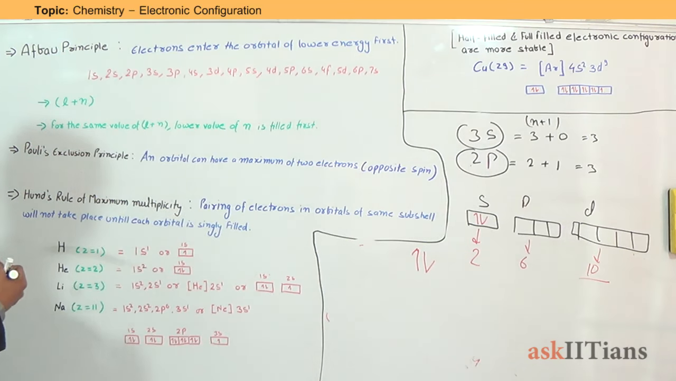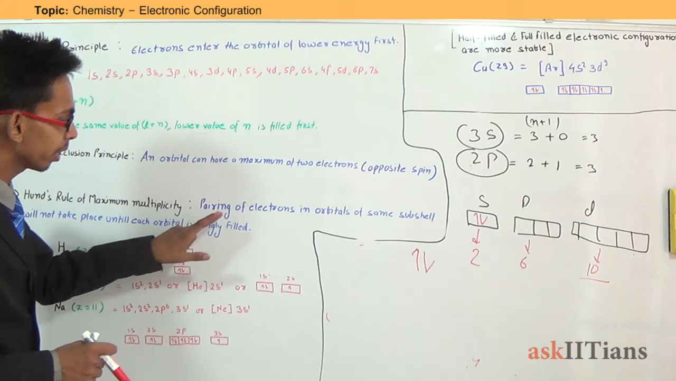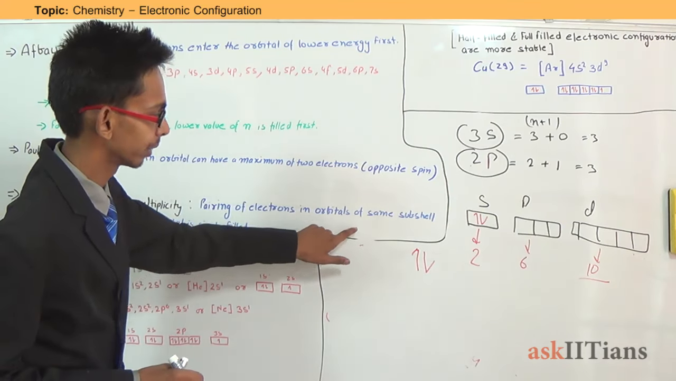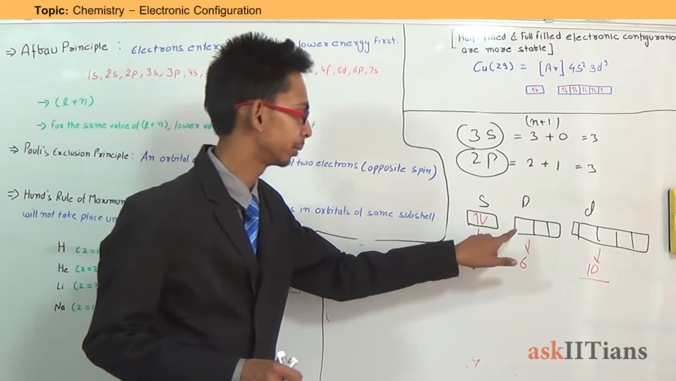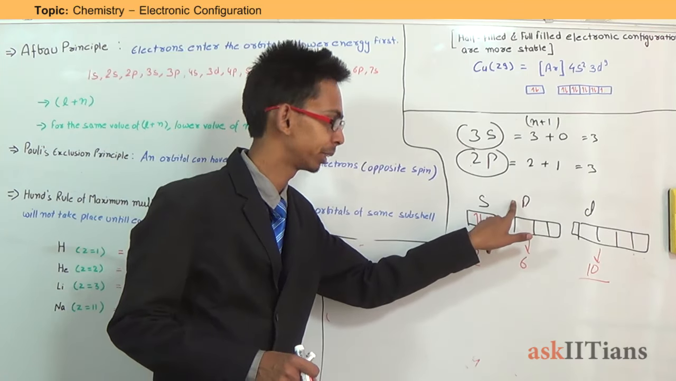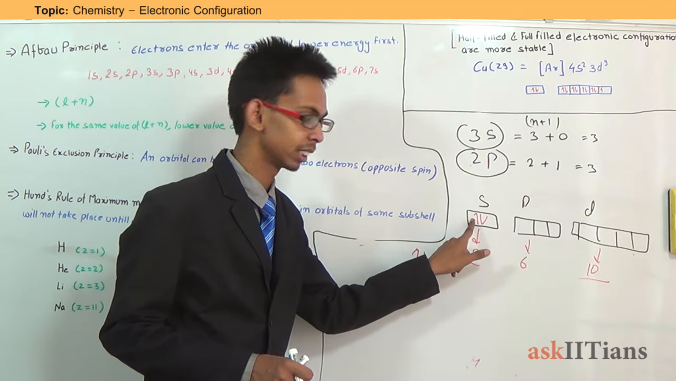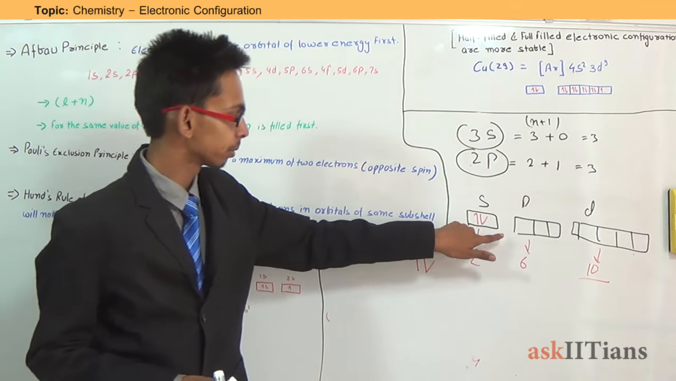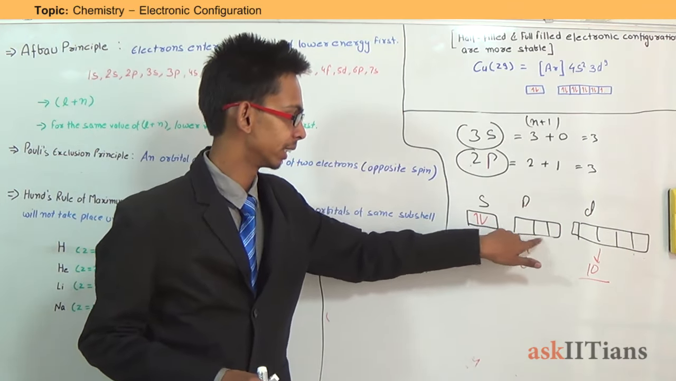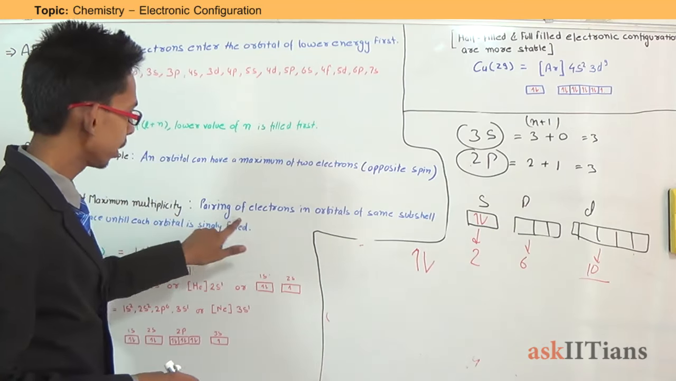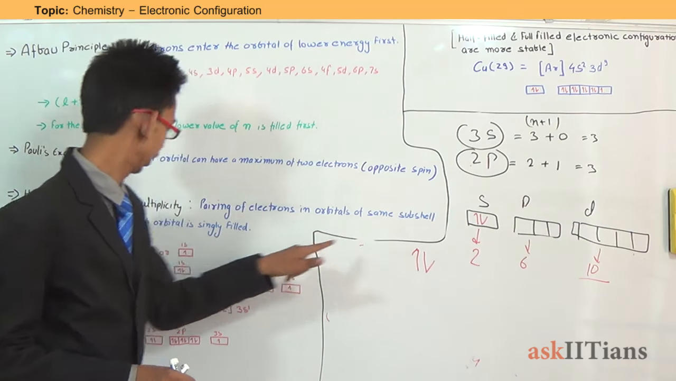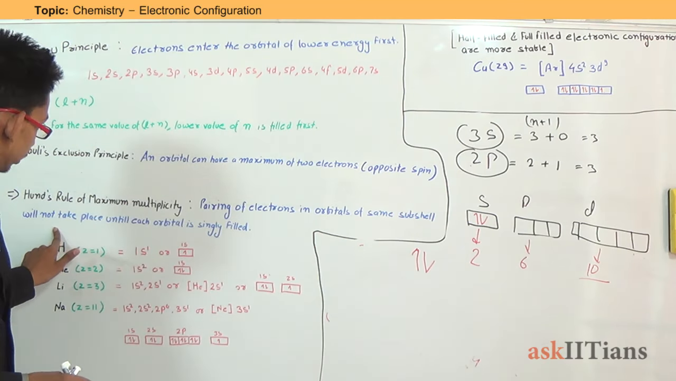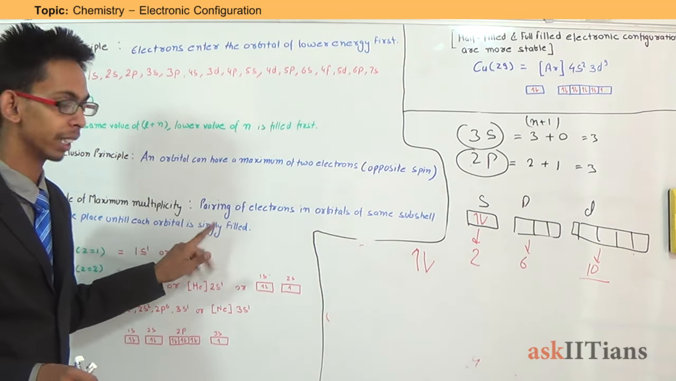Okay. Next is Hund's rule of maximum multiplicity. This rule states that pairing of electrons in orbitals of the same subshell, we are talking about the orbitals of the same subshell. That means these 3 are the orbitals of the same subshell, the p subshell, and these 5 are the orbitals of the d subshell. So we are talking about the orbitals of a particular subshell. Pairing of electrons in the orbitals of the same subshell will not take place until each orbital is singly filled.